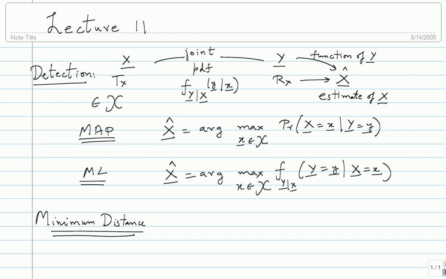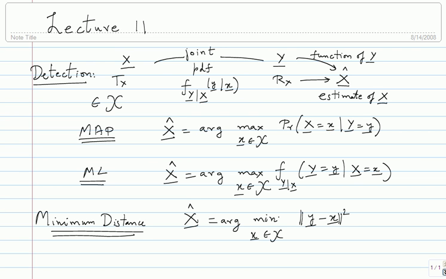Minimum distance detector. Okay, what did that work out to? It's much simpler. Argument of maximum x in the alphabet. Remember, my alphabet is a subset of some real space, R^m. Okay, all these quantities are nicely defined. Y minus x squared. So this is a minimum. Okay, so that is my minimum distance detector.